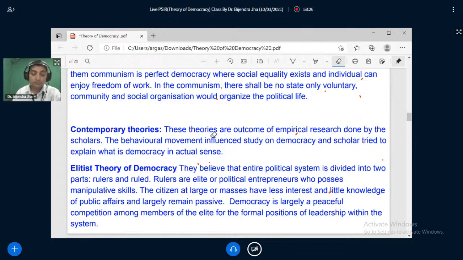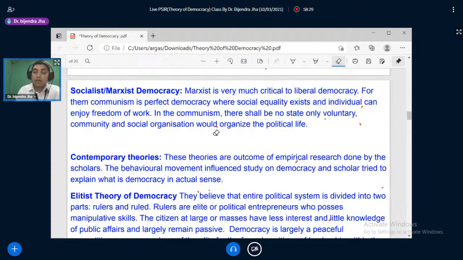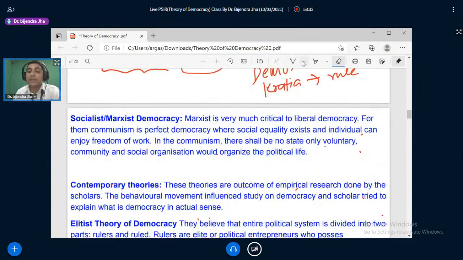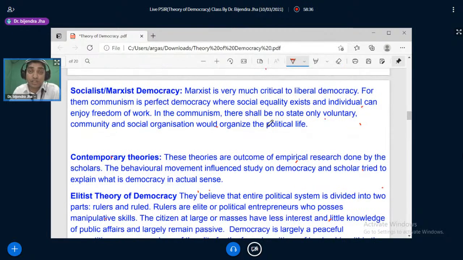So this contemporary theory was the outcome of empirical research. Remember, empiricism, right? The scientific method, observation. That empiricism developed in the 17th, 18th century, and that continued. The actual research started in 1950, and that was known as the behavioral revolution. Behavioral science, we will study when we study approaches, behavioralism, but you understand that empirical method means observation.